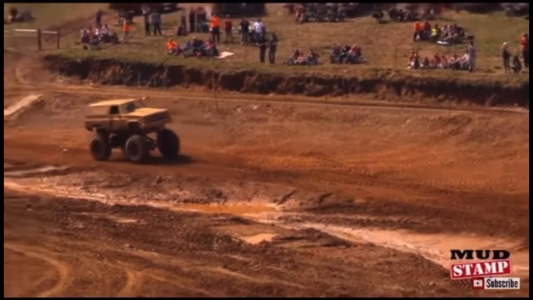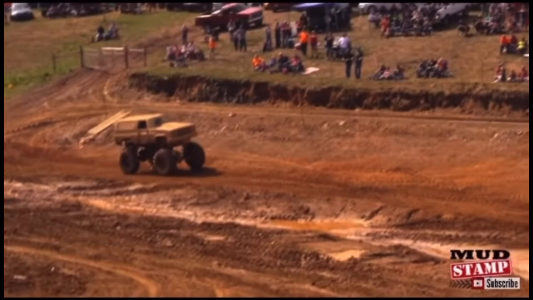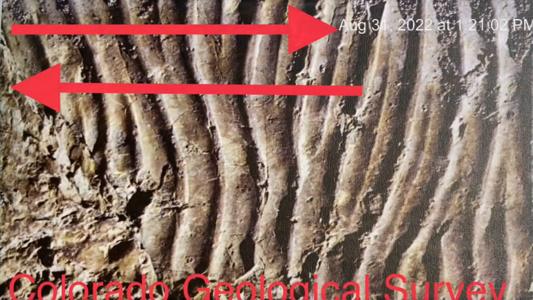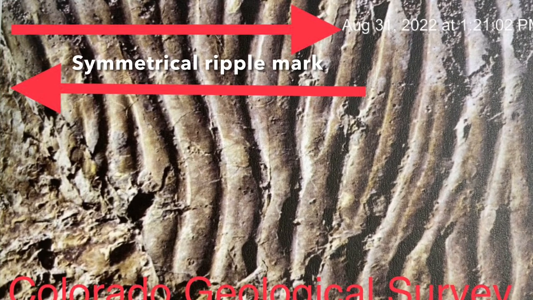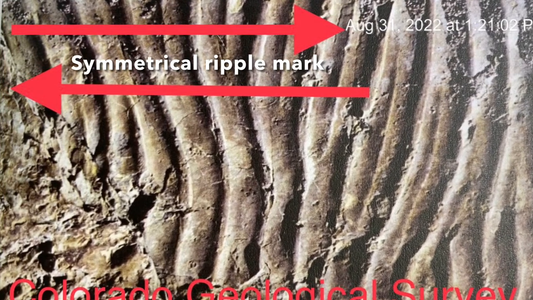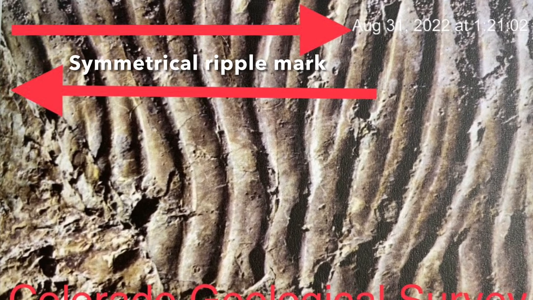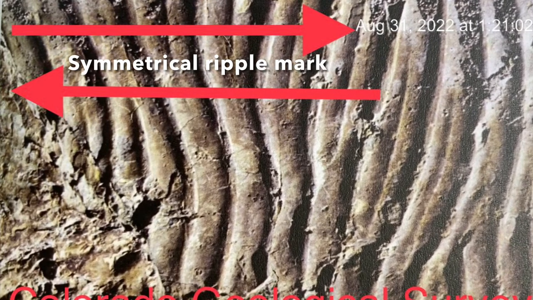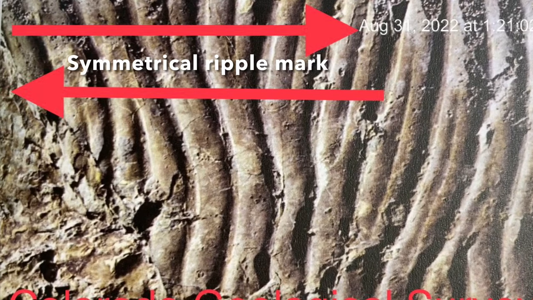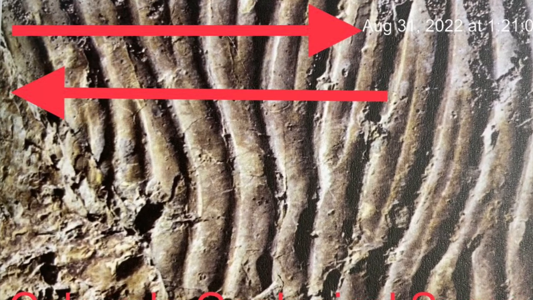This is the kind of thing you find in the intertidal zone, where the tide comes in and shapes the ripple mark, and then the tide goes out and shapes the ripple mark again, and the ripple mark is pretty much symmetrical. But we're going to find out that it's not always exactly symmetrical, and that gives us a clue about how the water flows in these areas.